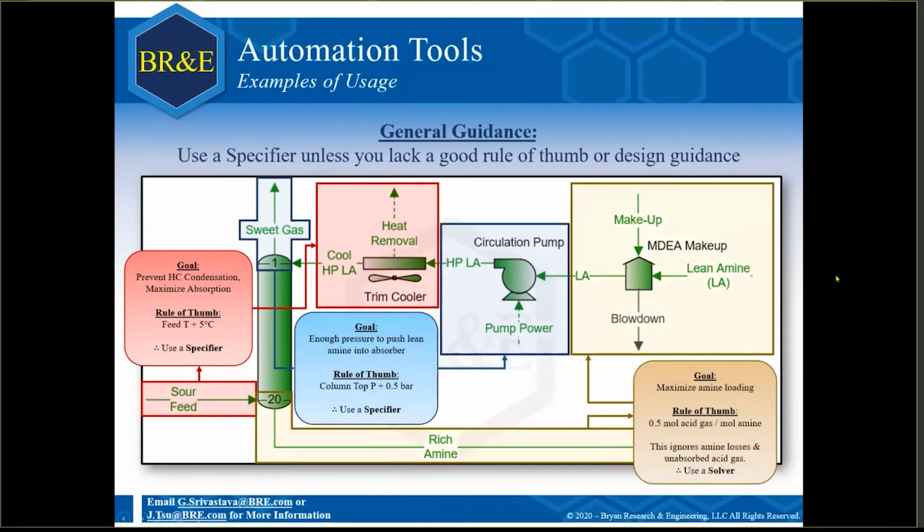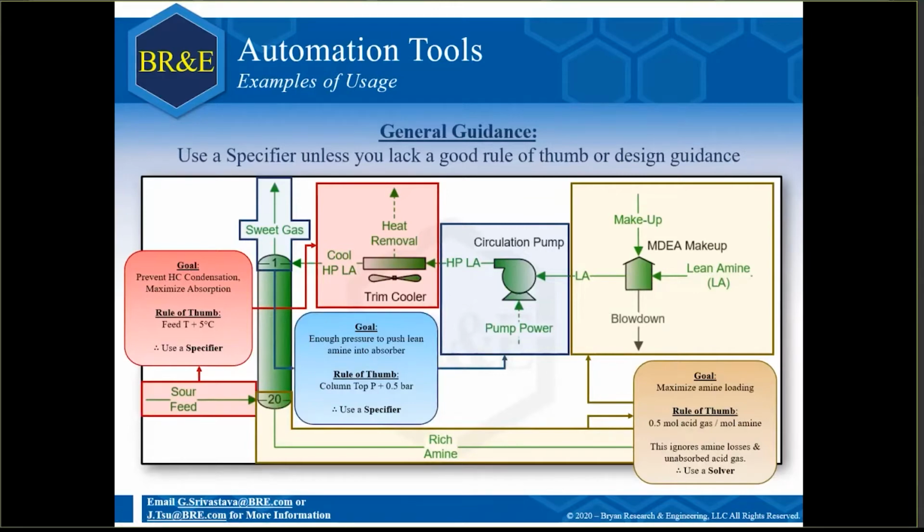What if I want to maximize amine loading? So if I'm using MDEA like I am here, one rule of thumb is to say that the maximum amine loading is 0.5 moles of acid gas per mole of amine. In theory, you can use this number, figure out how many moles of acid gas is coming into your feed, divide it by 0.5, and that will give you your molar flow rate of the amine required.